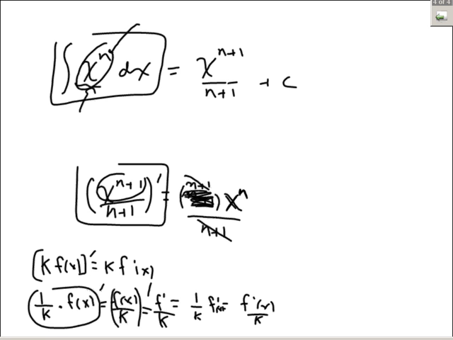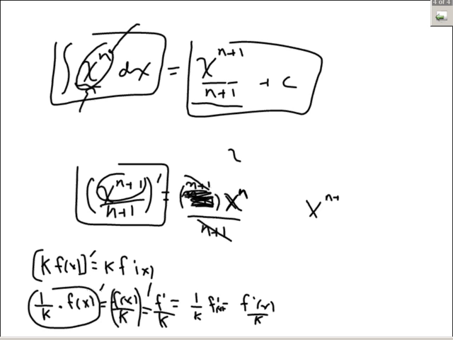Because no matter what the constant is, if you take the derivative of this, the derivative of the first part is x to the n, plus the derivative of c, which is 0. So we are getting back x to the n. We are getting this back. So whenever you integrate, you add on a constant.